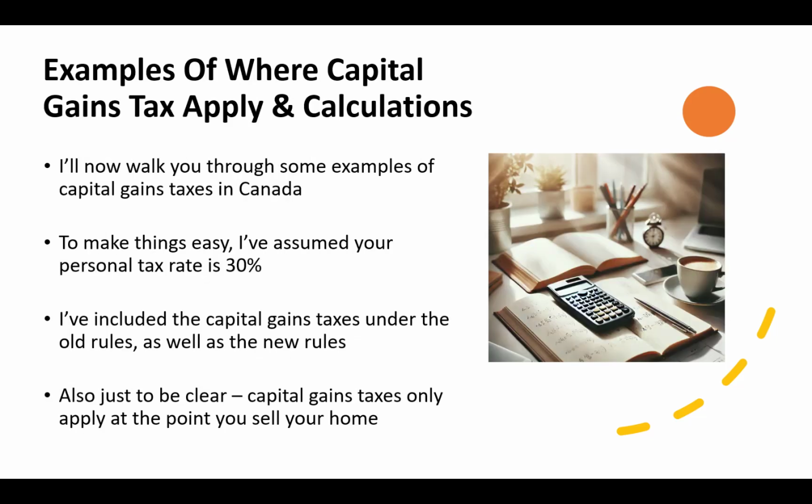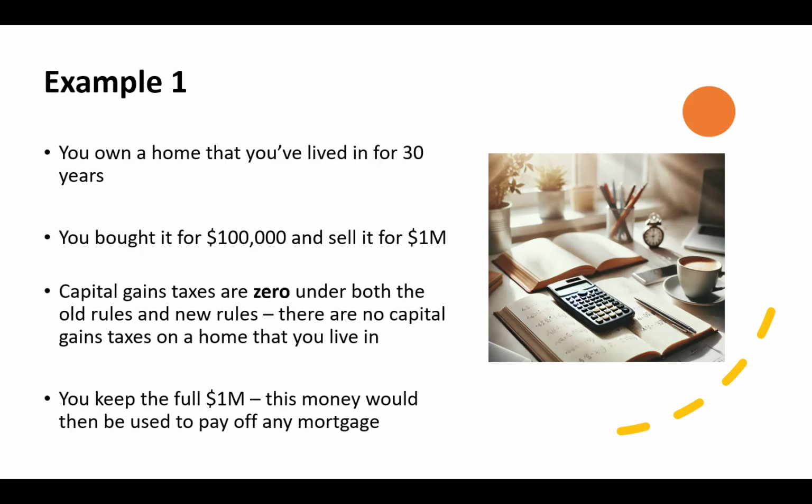So, some examples of where capital gains taxes apply and some calculations. I'm going to walk you through some to make things easy. I've assumed that your personal tax rate is 30%. That's kind of like the overall tax rate you pay. That's probably pretty close to the average in Canada. I've included the capital gains taxes under the old rules as well as the new rules. And just to be clear again, capital gains taxes only apply at the point that you sell your home. So to pay a capital gains tax, you'd have to sell a home that is not your primary residence that you've lived in. So here's example number one.